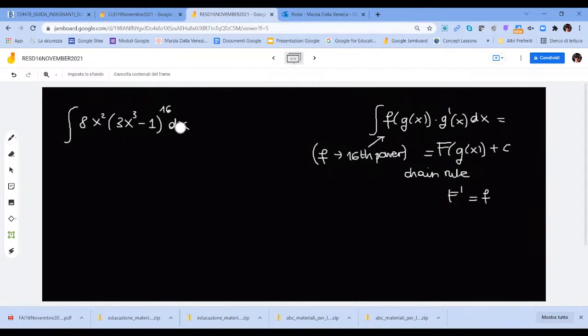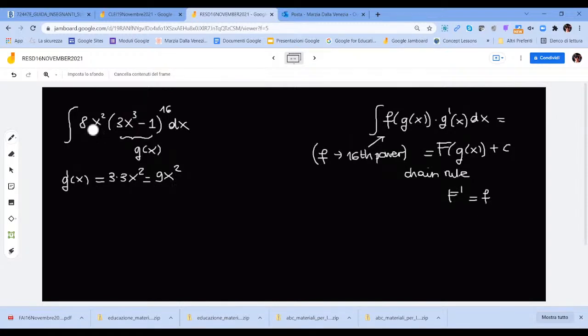Okay, in our computation, what is g? This is g of x. The question is, is 8x squared the derivative of g? Let's compute g prime and see. g prime is 3 times the derivative of x cubed, so it is 3 times 3x squared. Minus 1 is a constant, and its derivative is 0. So it is 9x squared.